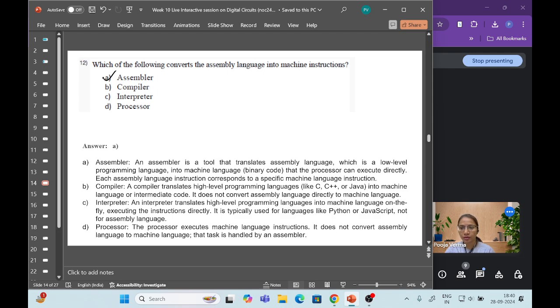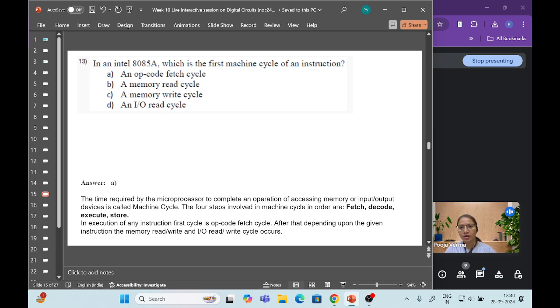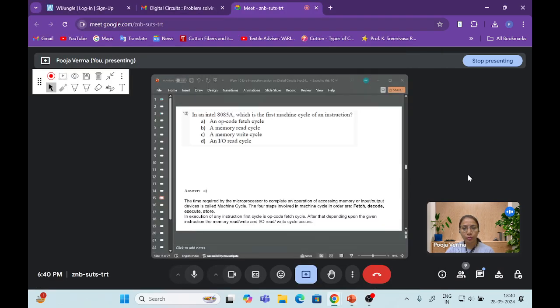Okay, so moving to the next question. The next question is also a theoretical question. In an Intel 8085A, which is the first machine cycle of an instruction? Option A is the opcode fetch cycle, option B is the memory read cycle, option C is the memory write cycle, and option D is the input output read cycle.